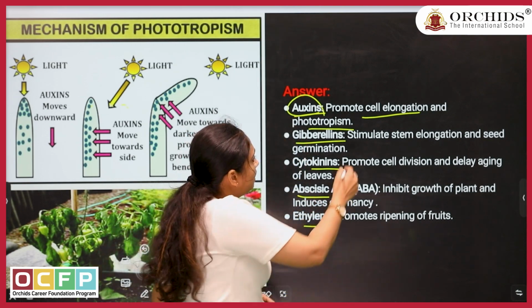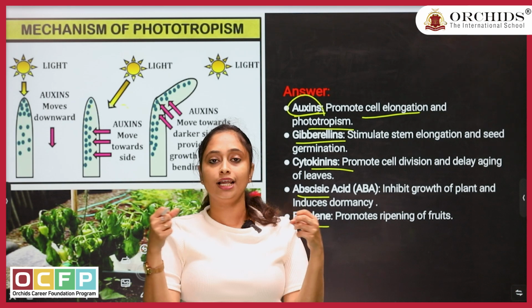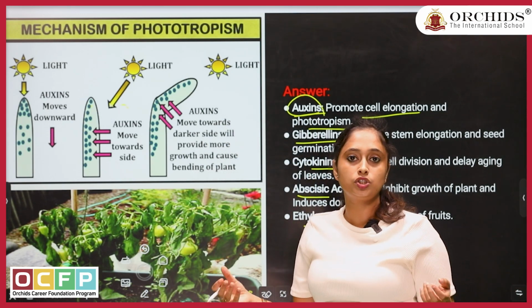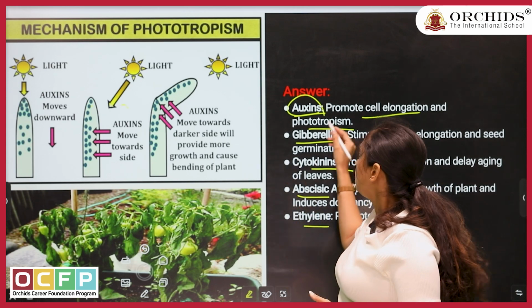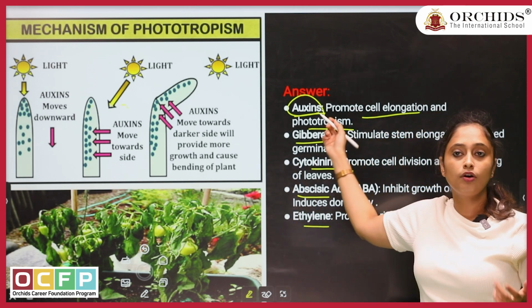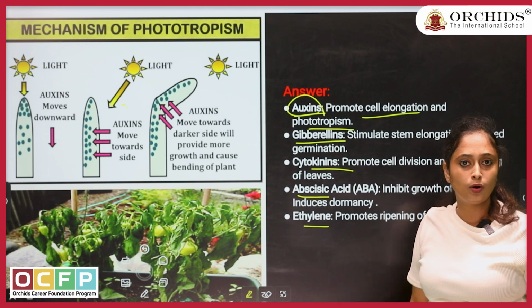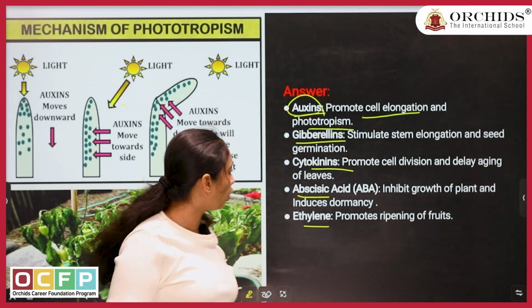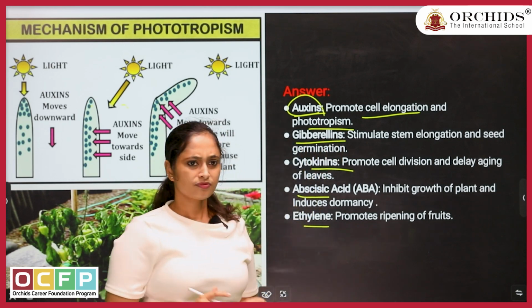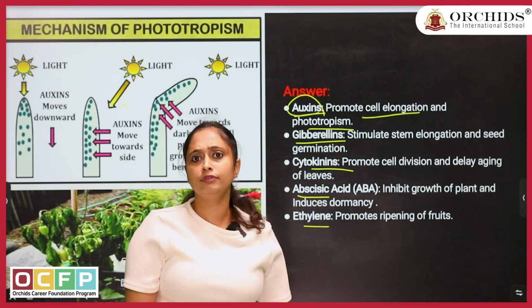The second function is promoting cell elongation. Because of cell elongation only, this bending and the growth of the stem is possible. So these are the two functions of auxin: one is promoting cell elongation, and the other is phototropism. Now, moving to the second hormone, gibberellin. What will gibberellin do?